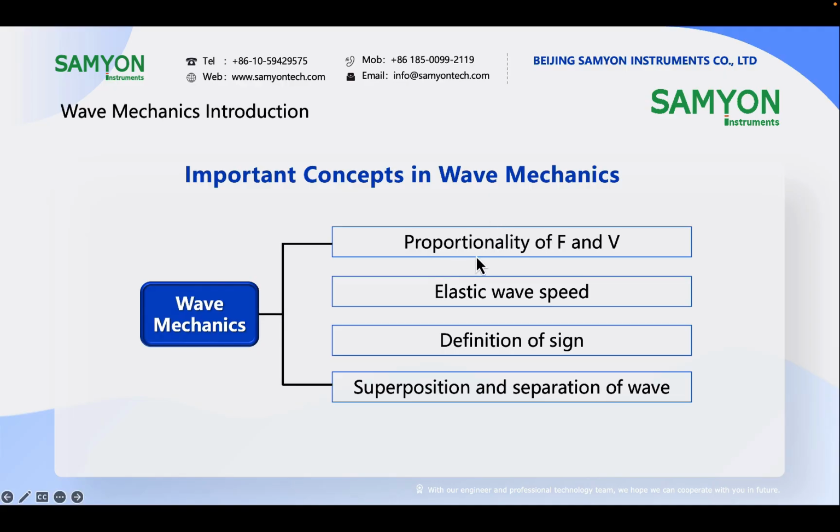First is the proportionality of F and V, and then is the elastic wave speed. And third is the definition of the sign of the F and V. And then is the superposition and the separation of the wave. Now we're going to introduce these concepts one by one.